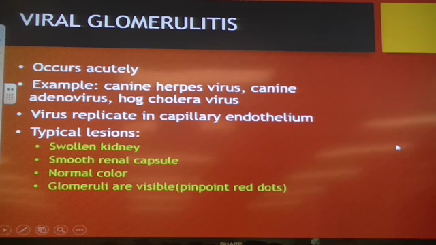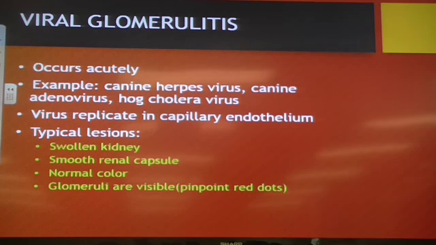There are some diseases that give you a viral glomerulitis, and some common ones include canine herpes virus, canine adenovirus, and hog cholera. All three diseases, and this is important to know, give you what we consider a turkey egg kidney. So anybody ever seen a turkey egg?